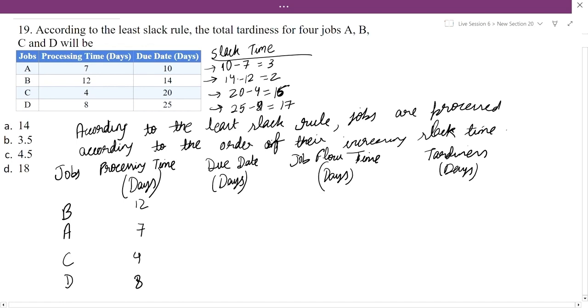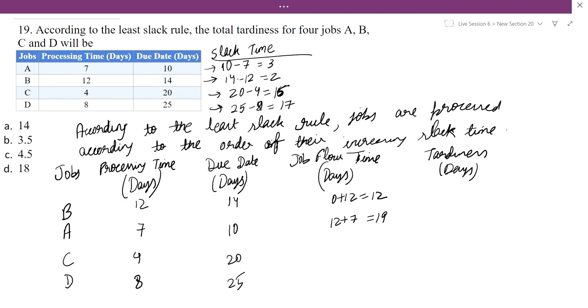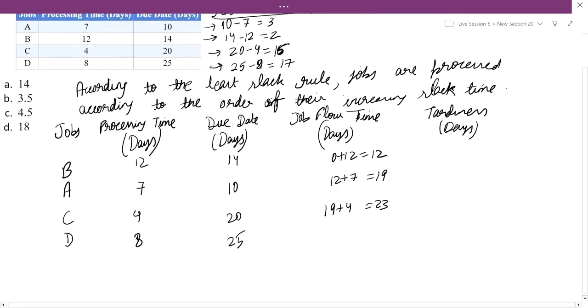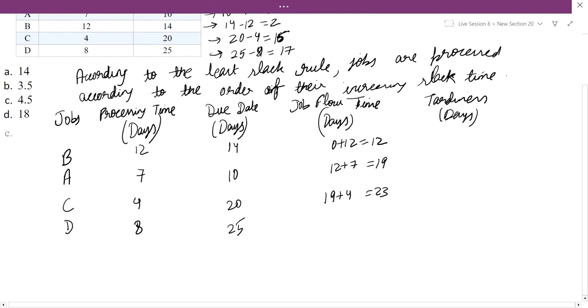12, 7, 4, 8 are the processing times. Due date times are 14, 10, 20, 25. Job flow time is, for job B, 0 plus 12 is equal to 12. For job A, 12 plus 7 is equal to 19. For job C, 19 plus 4 is equal to 23. For job D, 23 plus 8 is equal to 31.